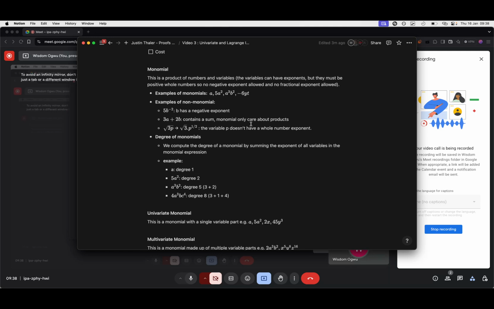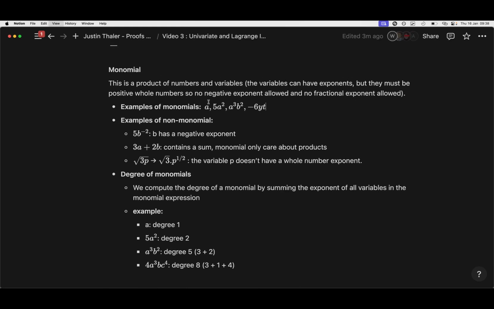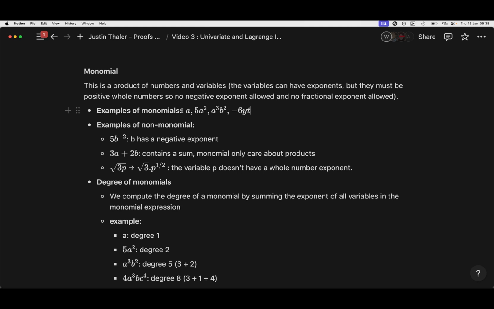Okay, so polynomials are made up of monomials. The main thing is just to get the idea. Is it clear now? A polynomial is just a sum of monomials. So you have a monomial plus another monomial plus another monomial. That's all a polynomial is.